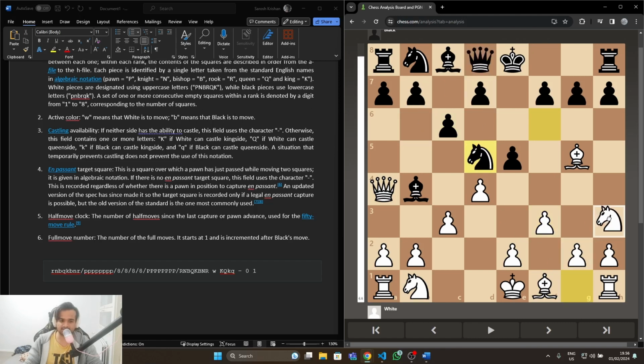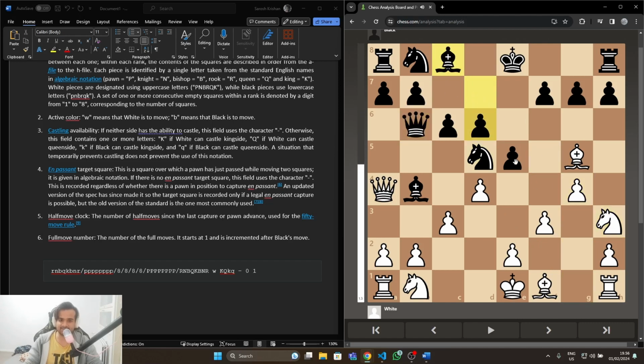Oh god, this is annoying. How does Gotham do this? Why am I playing a whole game? I don't know. I really don't know.